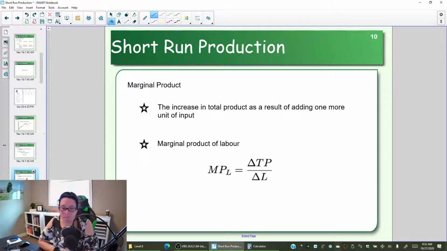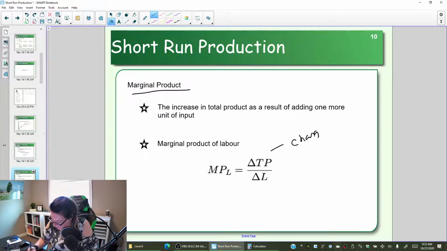And this is the marginal product. So marginal product is the extra produced when we add one more unit of input. And in this case, we are adding labor. So we're going to look at the marginal product of labor. Now, when you look at this formula, you see this triangle here. This is a mathematical symbol called delta, and delta means change. So we're looking at the change in total product when you change the amount of labor.